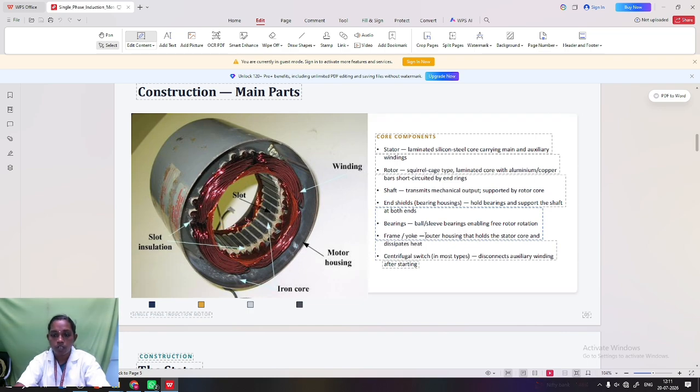Next, the frame or yoke. Normally the yoke covers the outermost part and provides the shield of the motor. It is the outer housing that holds the stator core and dissipates heat. Normally the yoke is constructed with cast iron or steel. Next is the centrifugal switch. In most types, we prefer a centrifugal switch. It disconnects the auxiliary winding after starting.